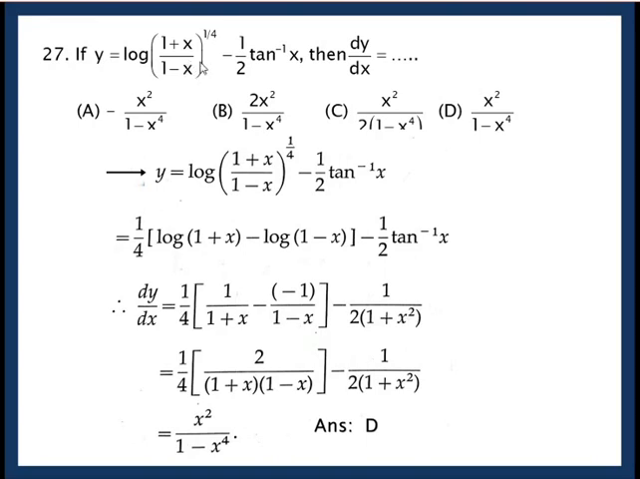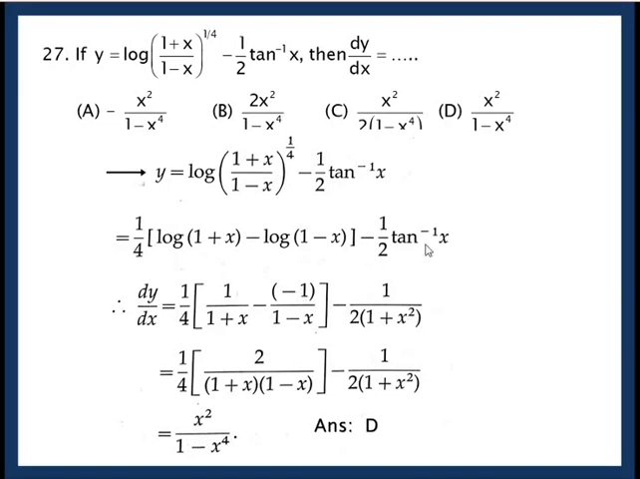Now this is again on logarithm and you should be able to add or subtract fractions. Why is this? Use laws of logarithm. So this is 1 upon 4 log of m upon n, which is log m minus log n. Differentiate. Derivative of log is 1 upon into, don't forget, into derivative of function whose log is taken. So into derivative of 1 plus x, which is 1. Minus 1 upon 1 minus x into derivative of 1 minus x, which is minus 1.